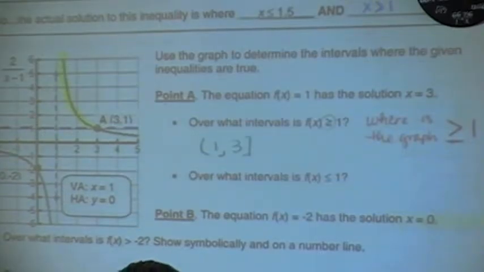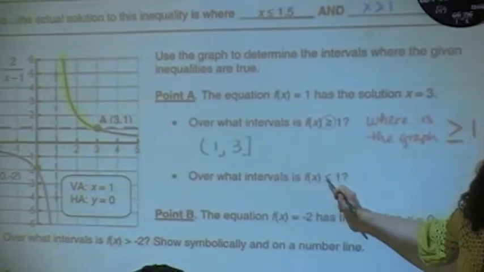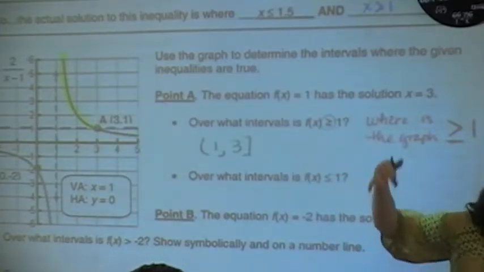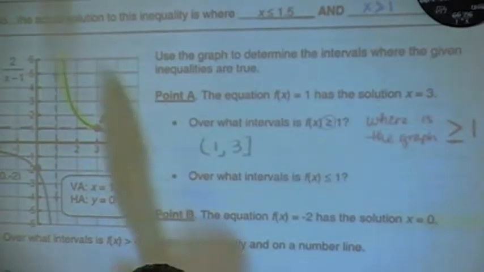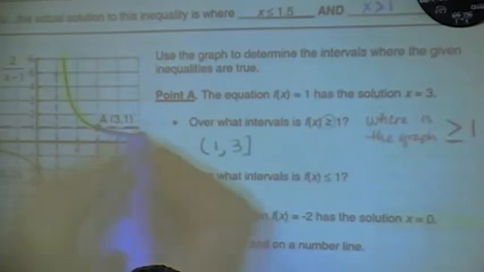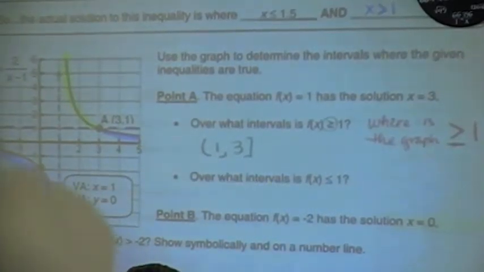Okay, so we good? Okay, so now we get to move to the next bullet, which just asks us, over what interval is f of x, meaning the graph, less than 1? Graphically, that would be below the dotted line that we drew. So that would be, now it's below right here, but it is also below all of this.